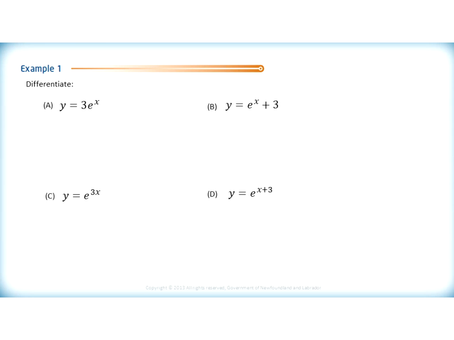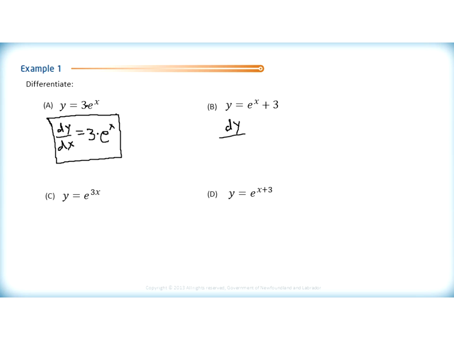So let's find dy over dx for the first one. Okay, I've got a constant multiple out here. And we should remember that a constant multiple of any function will just be a constant multiple of its derivative when I differentiate it. So this one should just be 3 times the derivative of e to the power of x, which we've already decided was e to the power of x. One great thing about Euler's number, it makes differentiation very, very easy. Aha! Now you like it, I bet.